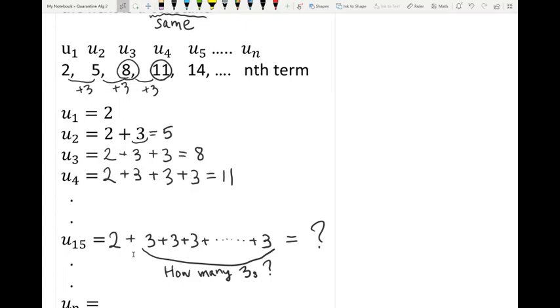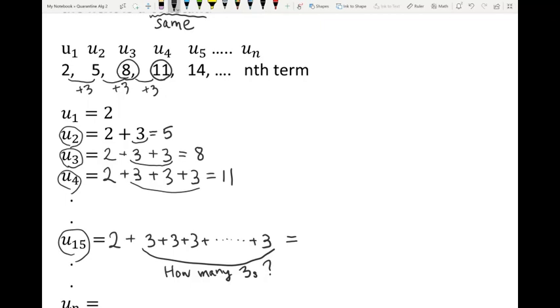Now I'm hoping that you are seeing that when we talked about the second term, we just needed one 3. When we talked about the third term, we just needed two 3's. For the fourth term, three 3's. So for the 15th term, I'm hoping that you're seeing that we need 14 3's.